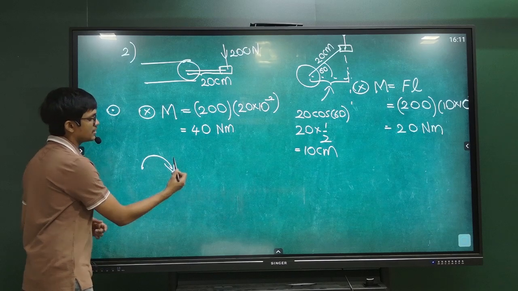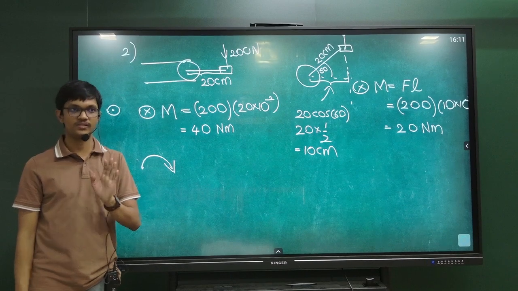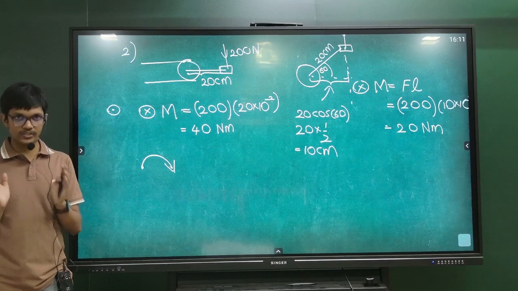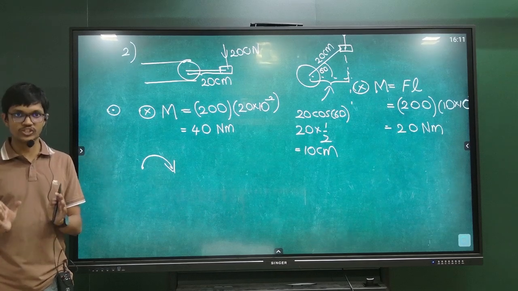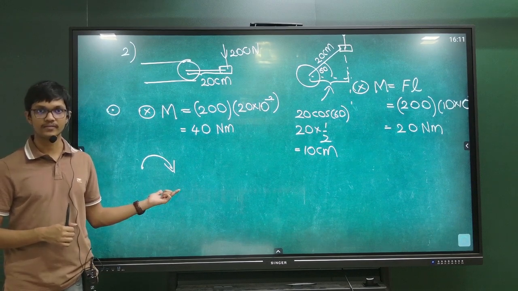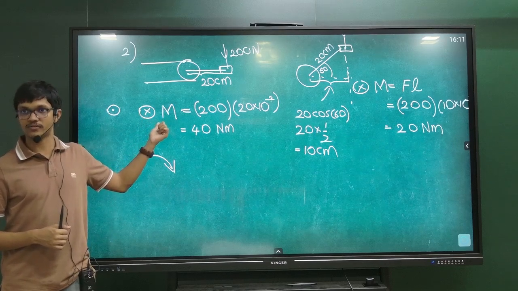Even marking the moment like this is enough in many cases. Try to understand this properly. If they specifically ask you for the direction, if you mark it like this, it's wrong. Why? This is the proper vector direction. This is the proper vector direction, right?